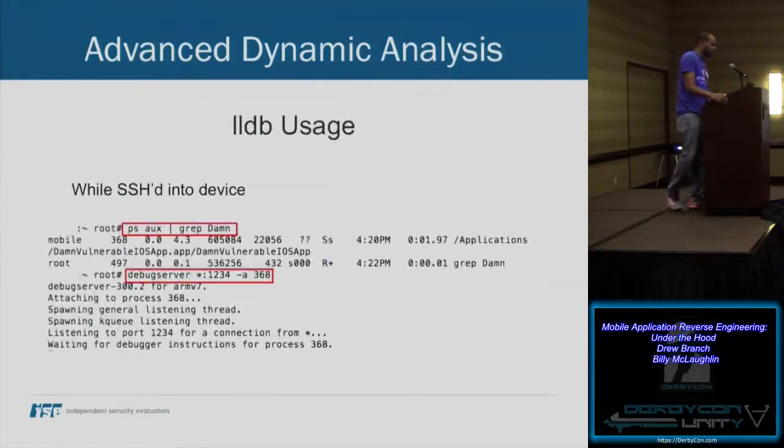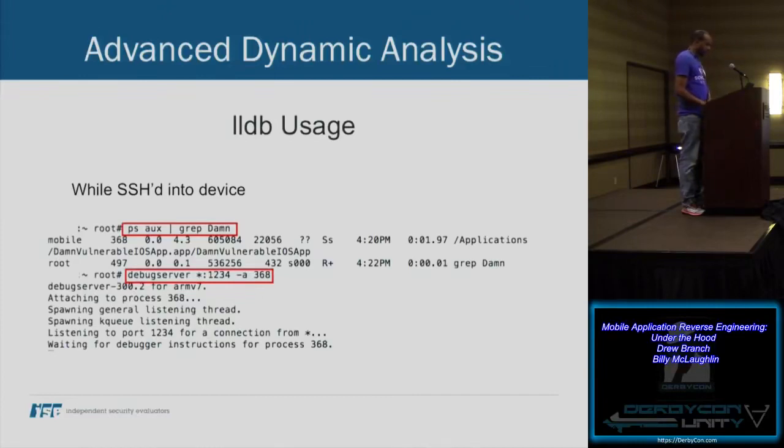For usage, you would SSH into the mobile device via OpenSSH. You will have the application running, and you will need the process ID. Here, I am searching for the Damn Vulnerable iOS Application. I see that the process ID is 368. Then I will run the debug server to accept connections on port 1234, and I am attaching to process 368.